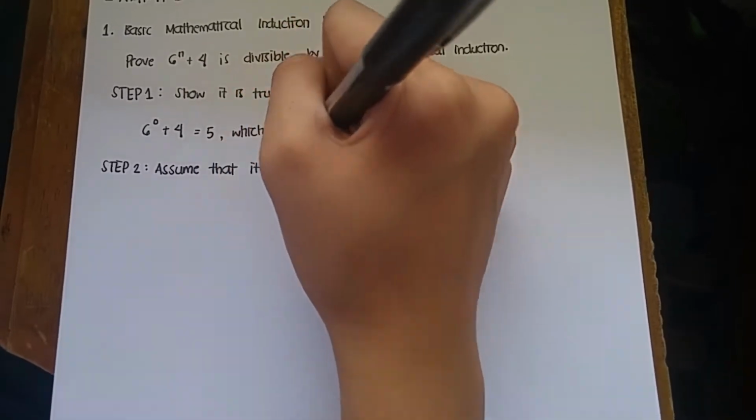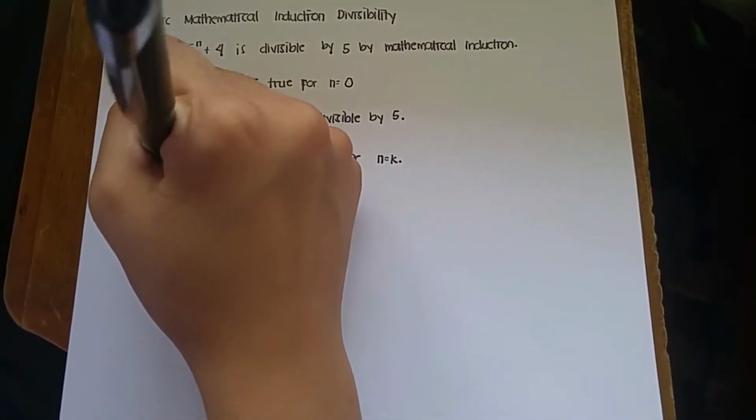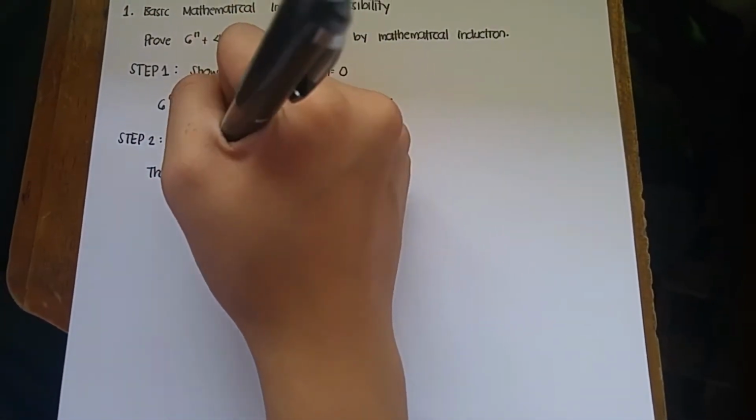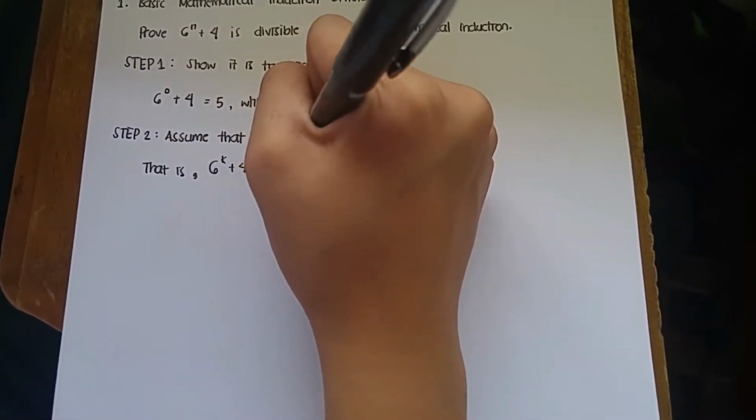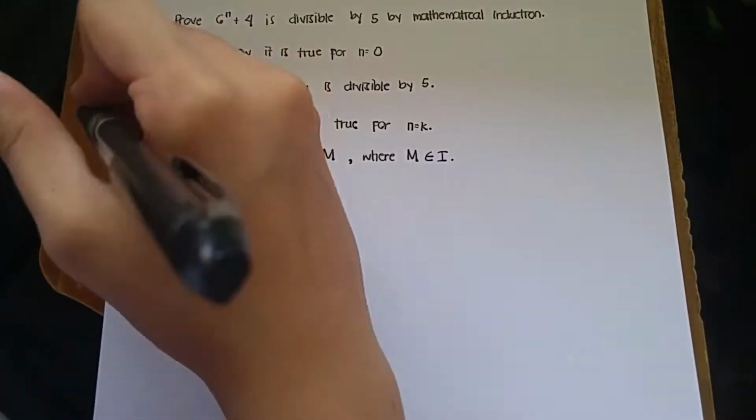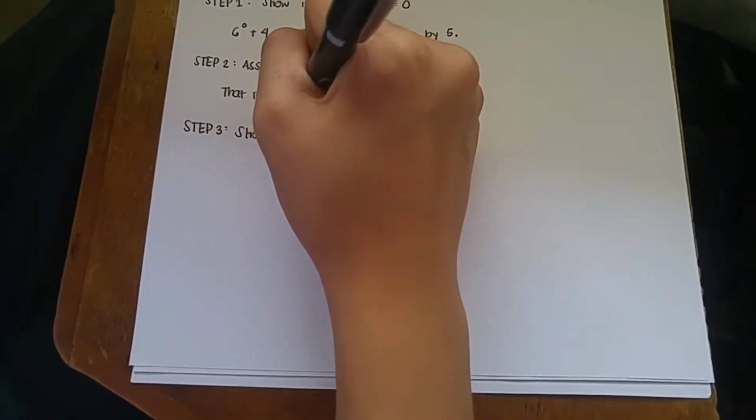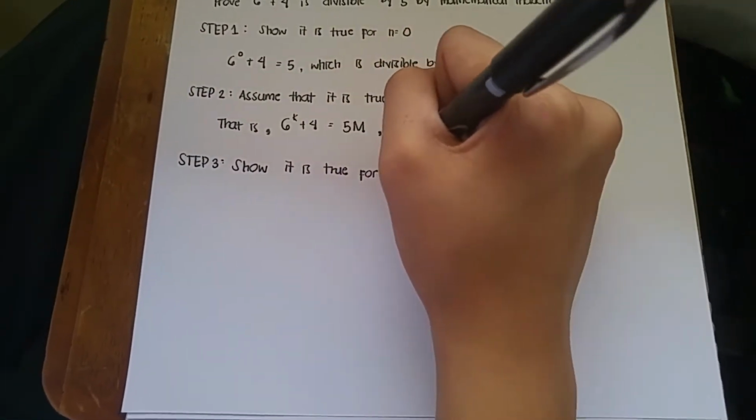That is, 6^k + 4 is equal to 5m, where m is an element of I. Step 3. Show it is true for n = k + 1. That is, 6^(k+1) + 4 is equal to 5p, where p is an element of I.